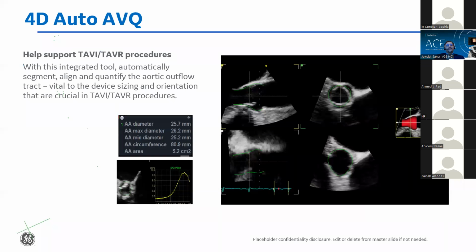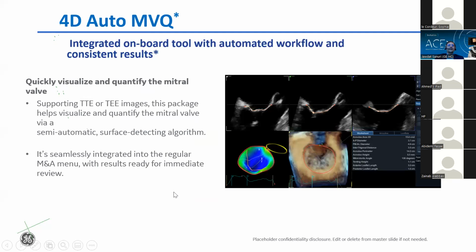Then in terms of valve quantifications, again, we also have the aortic valve quantification, where we're able to do speckle tracking of the area of the LVOT, the annulus, and the maximum area of the bulb, as you can see here in this example. We also have a tool for the auto mitral valve quantification.